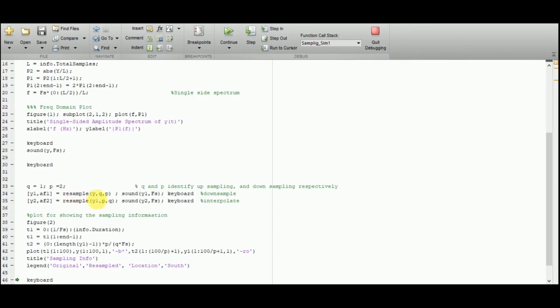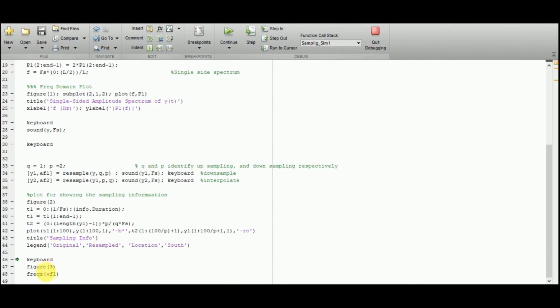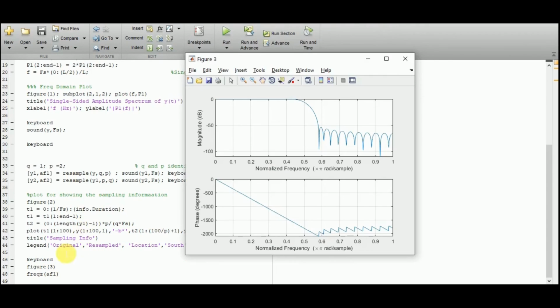Also note that the resample function is actually applying an anti-aliasing filter. The behavior of that filter is expressed in figure 3, which is over here. So we have the magnitude response and the phase response versus the normalized frequency. Note that the anti-aliasing filter has suppressed the magnitude at high frequency contents.